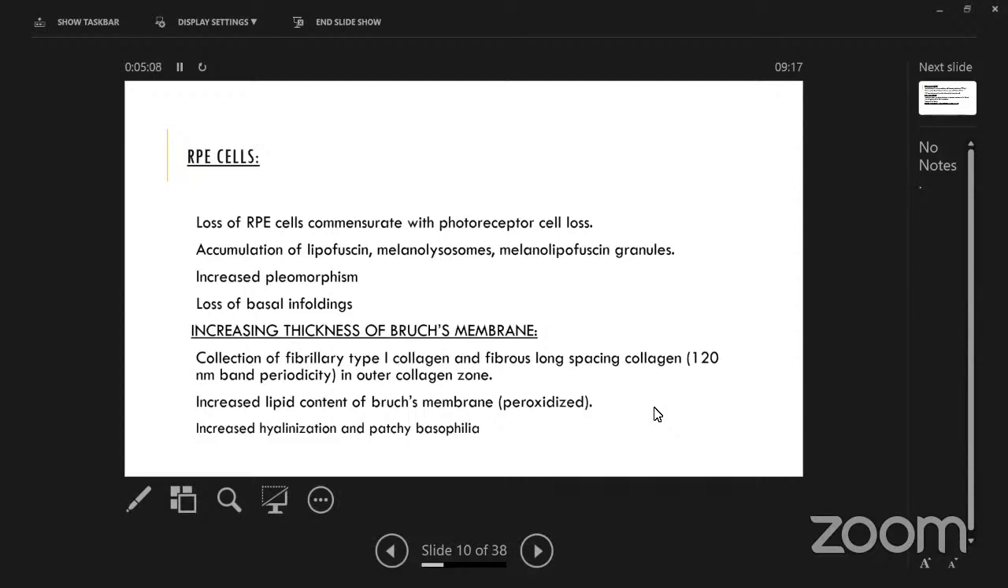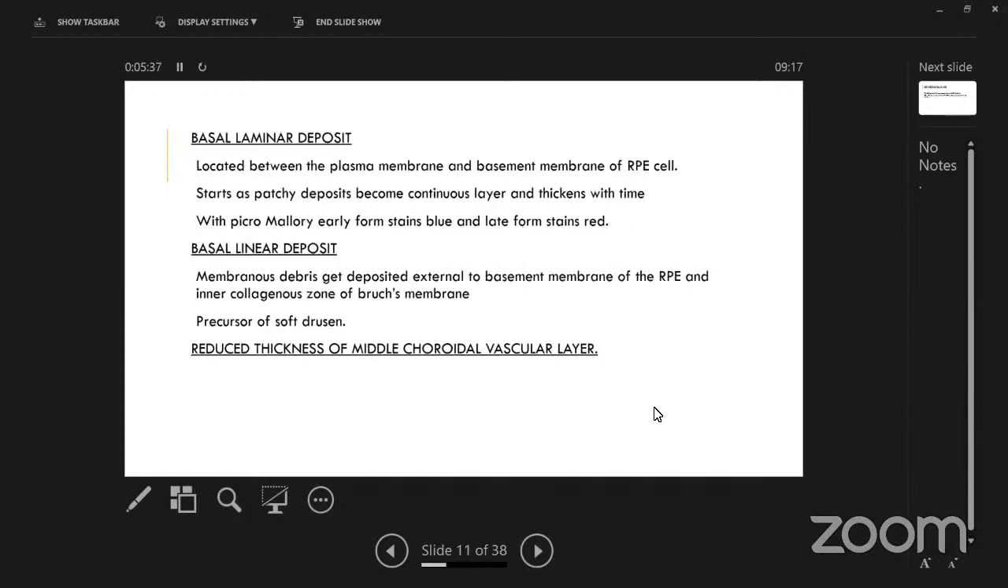In the RPE cells, there is loss of RPE cells, and it correlates with the photoreceptor cell loss. There is accumulation of lipofuscin, melanolysosomes, and melanolipofuscin granules, increased pleomorphism, and a loss of basal infoldings. There is increased thickness of Bruch's membrane, where there is a collection of fibrillary type 1 collagen and fibrous long-spacing collagen in the outer collagen zone. Then there is increased lipid content of the Bruch's membrane and increased hyalinization and patchy basophilia.